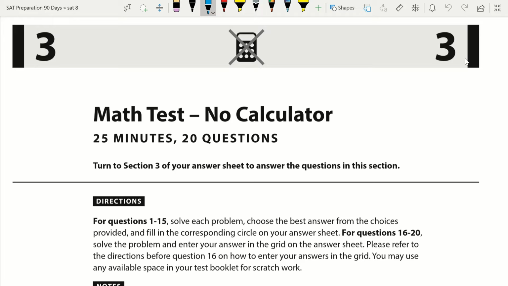So with that, let's go ahead and get into the math tips and tricks, and then when those are finished playing, you will see your SAT reading tips and tricks for today.